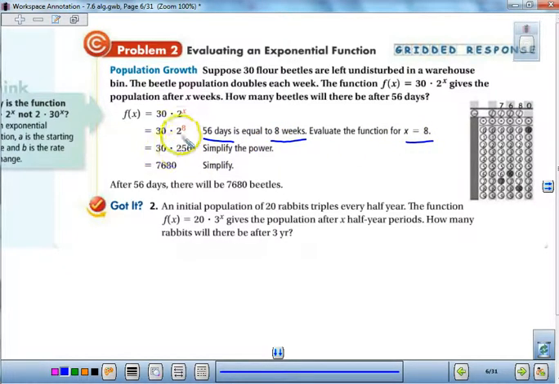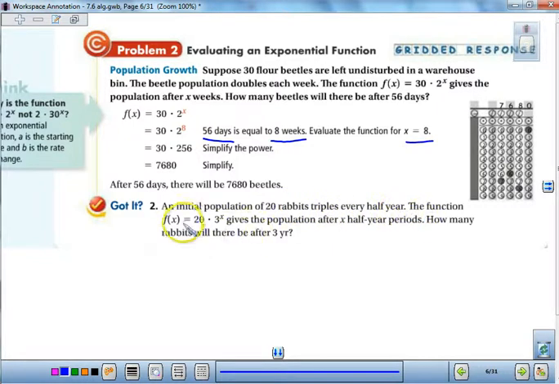So we're going to have 30 times 2 to the 8th, which is 256, gives us a population of 7,680. After 56 days, that's how many beetles we would have. Now it's your turn to do the got it. An initial population of 20 rabbits triples every half hour.